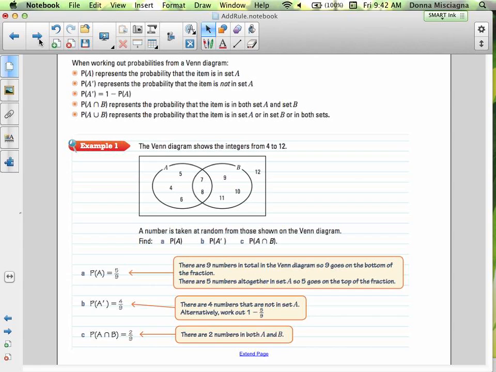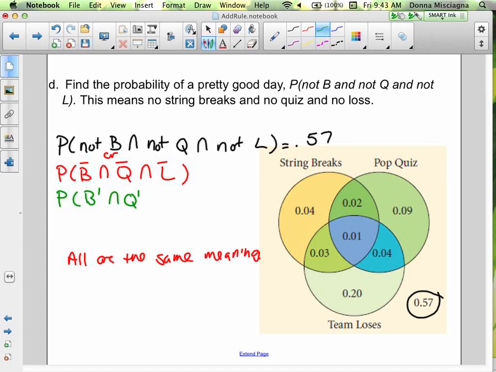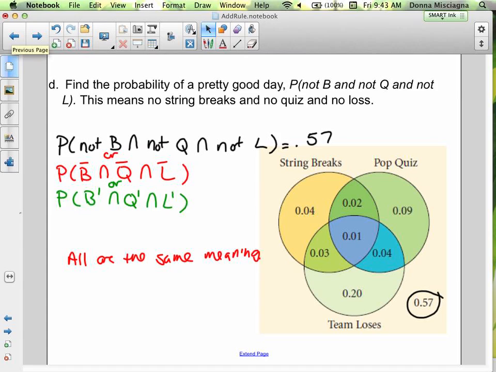And then the probability of A and B is the intersection. There's 2 in the intersection, so that would be 2/9. So let's add one more way to write not. This is the last one I'm going to go over: probability of not B and not Q and not L. All of them have the same meaning, so just in case you see them written different ways, you'll know what it means.